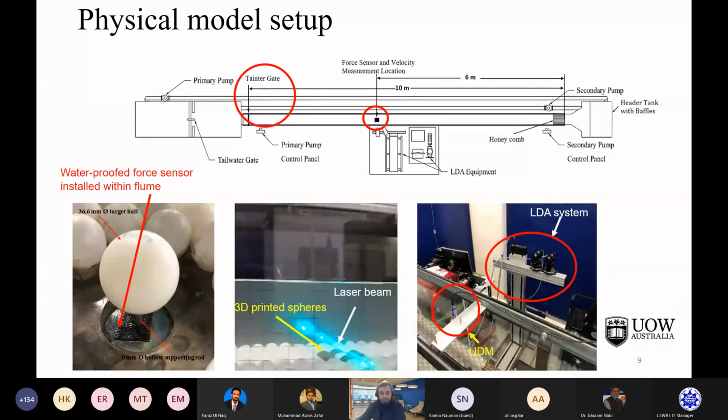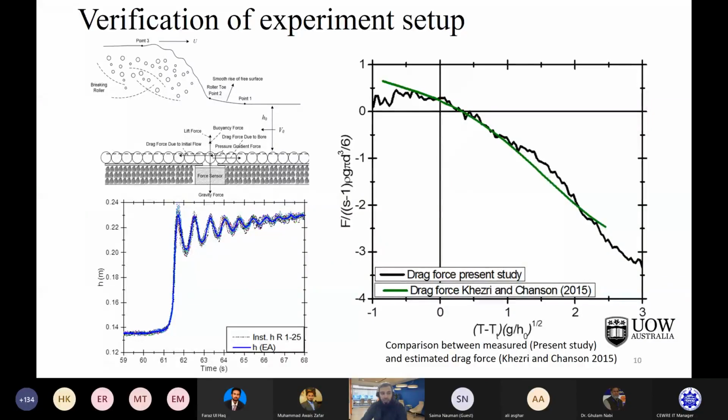So the bottom left photo is showing the fixed force sensor with the target sphere in the flume. The right corner photo is showing the LDA system and the installed ultrasonic displacement meter over the target sphere. For all observations, the initial flow condition was the same, and different tidal waves were generated by controlling the downstream gate opening.